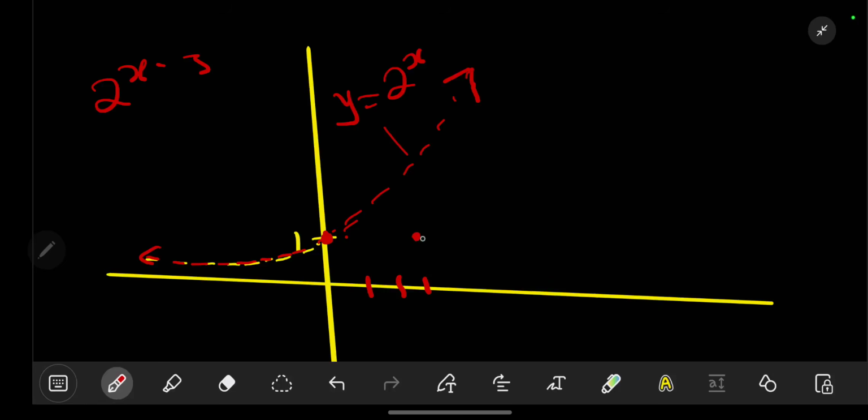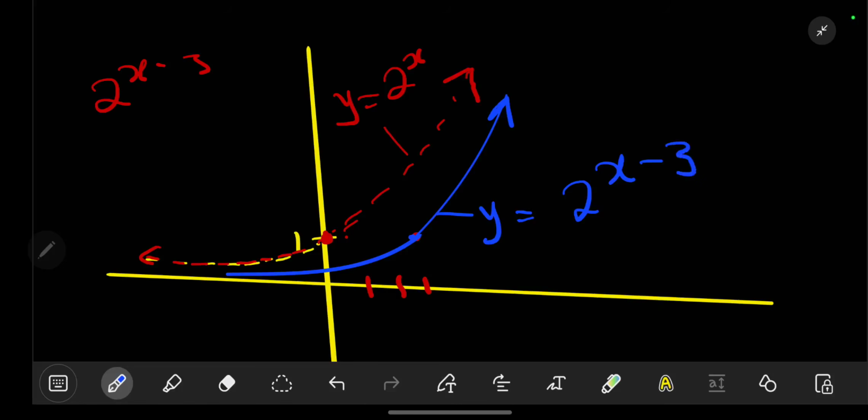So when we do that, we are just going to graph the same graph, but it has just moved like that. So the graph is looking like that. So we have that graph. This is the graph of our y equal to 2 to the power x minus 3, like that. So that is how we graph that one.